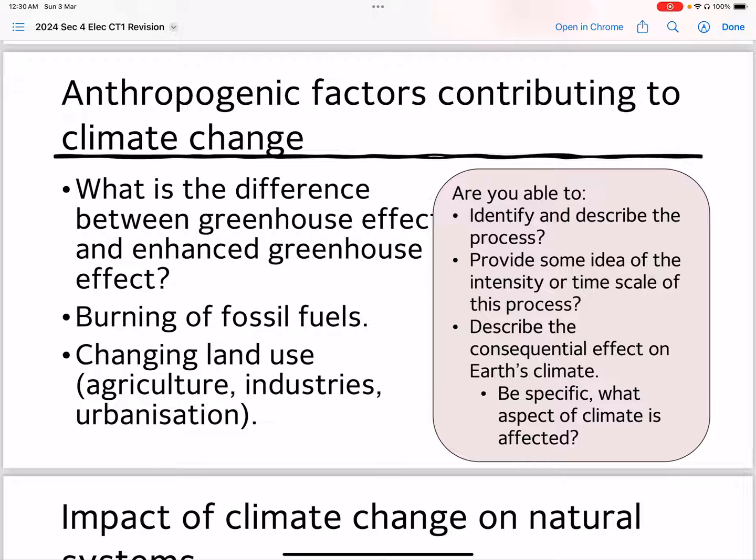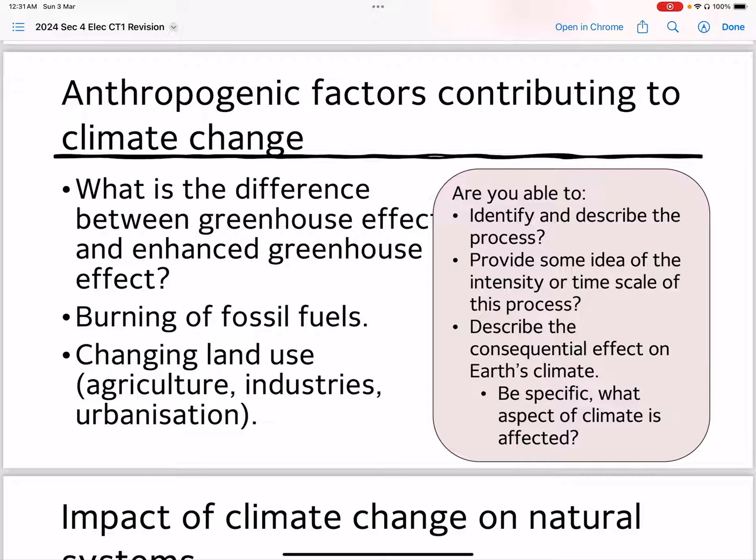Are you able to provide some idea of the intensity or maybe what kind of time scale we're looking at when you're talking about these factors? Okay, consequential effect on Earth's climate. Be specific. Does it cause enhanced greenhouse effect and consequentially lead to global warming, which is a rise in global temperatures? So these are specifications that we need to see.